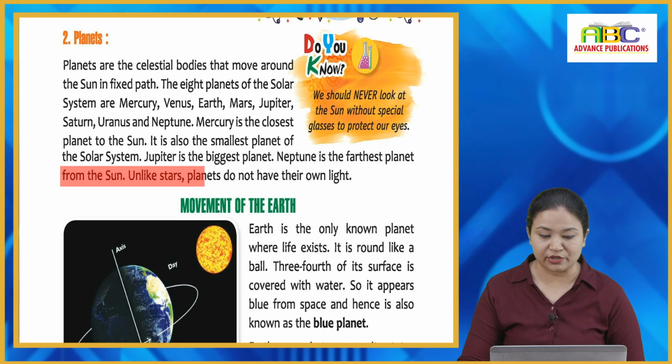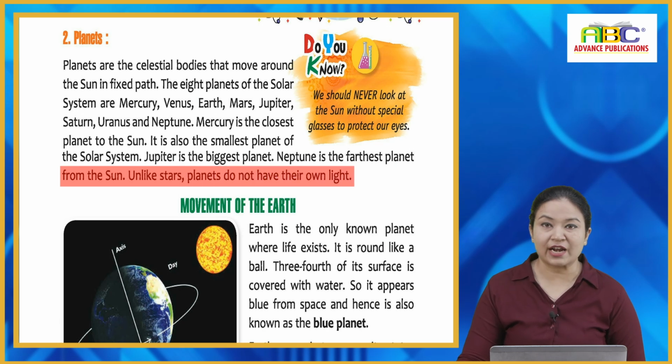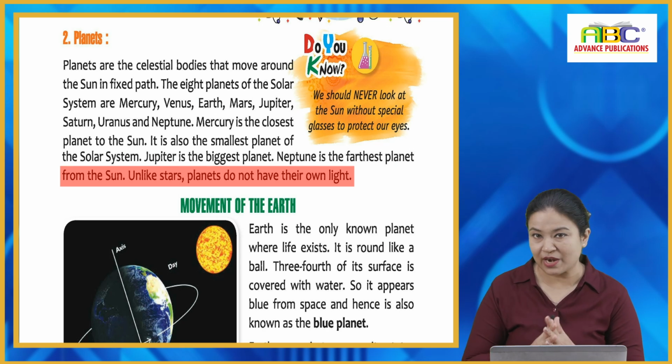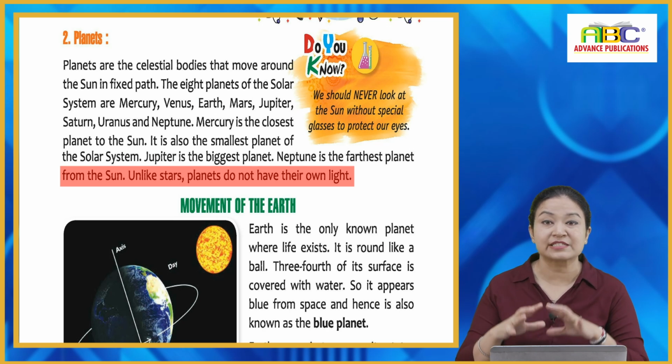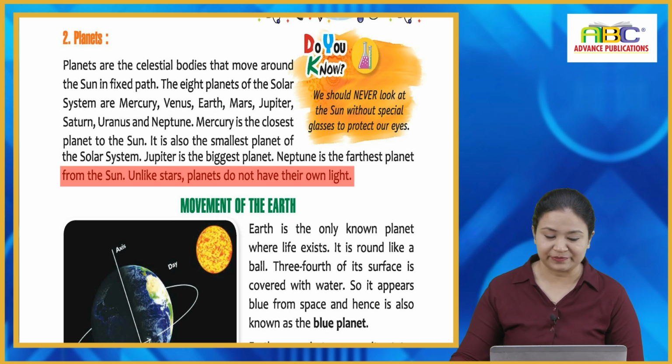Unlike stars, planets do not have their own light. So there are 8 planets in the solar system. Mercury is the closest and smallest planet, and Jupiter is the biggest planet of this solar system.